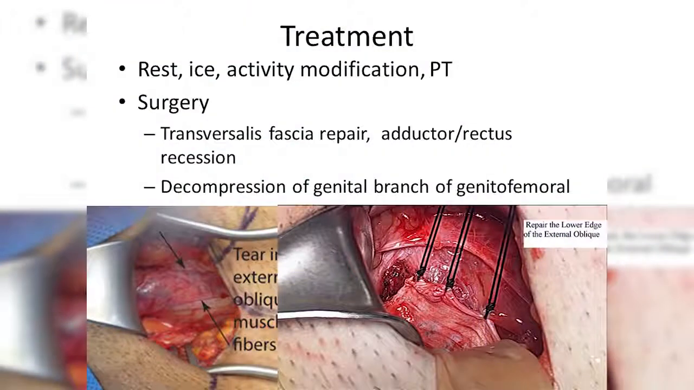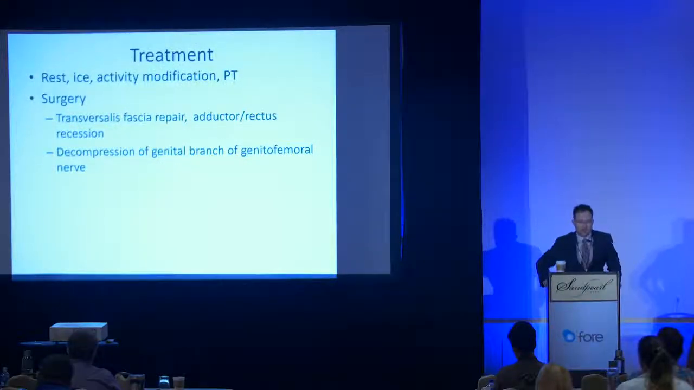Treatment for this is rest, ice, activity modification, therapy, and then depending on what's going on, down the road it may be a surgery, and it may be a surgery to go in there and repair the transversalis fascia that may be weakened and not completely torn, and they may oversew that. And then if the fibroneurotic plate is disrupted at the pubic bone, they may do a little adductor recession, or either a repair or a recession of the rectus muscle as well. Sometimes if they're having continued pain, some surgeons add in a decompression of the genital branch of the genitofemoral nerve to decrease that pain.